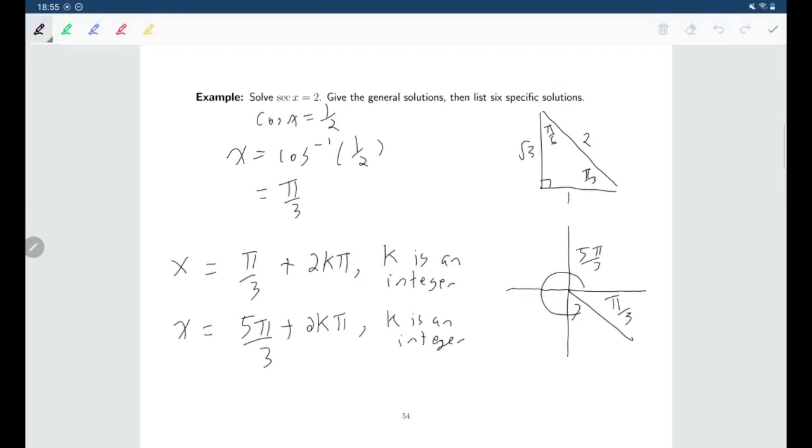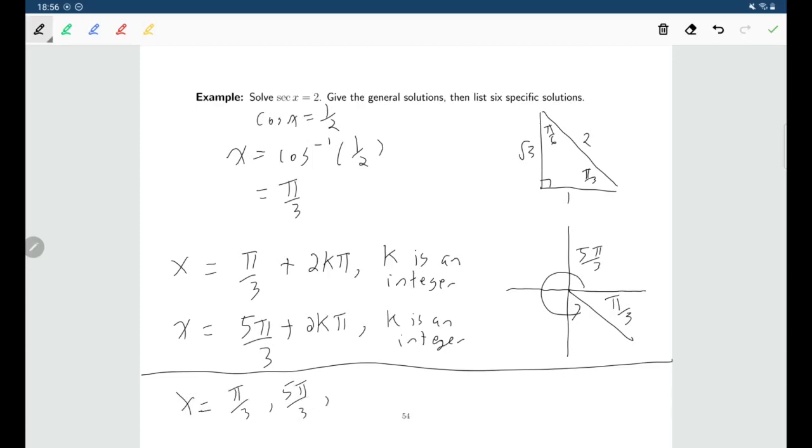Now, in addition to general solutions, which is the way we can express all the infinitely many solutions, we also want to find 6 specific solutions, and you can do that just by picking values for k. Each of those little equations that I have would give you different solutions. So for example, if k were 0, you would have pi over 3 plus nothing and 5 pi over 3 plus nothing.